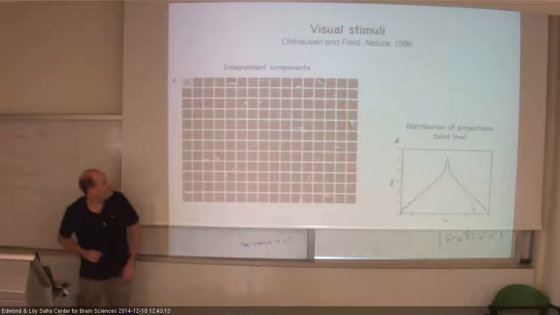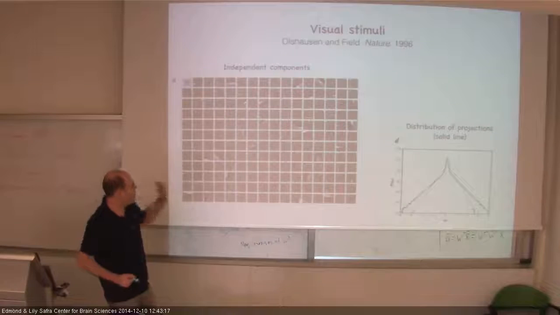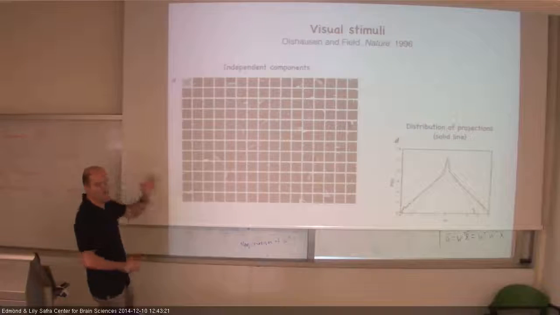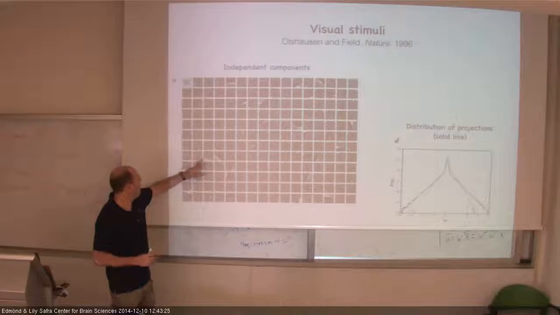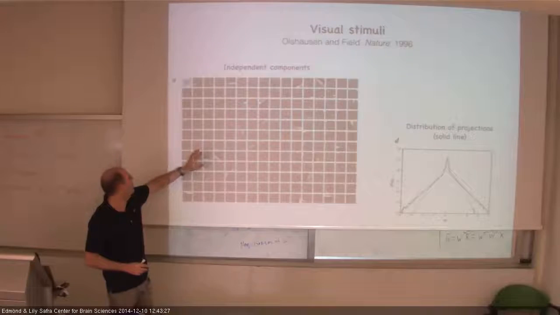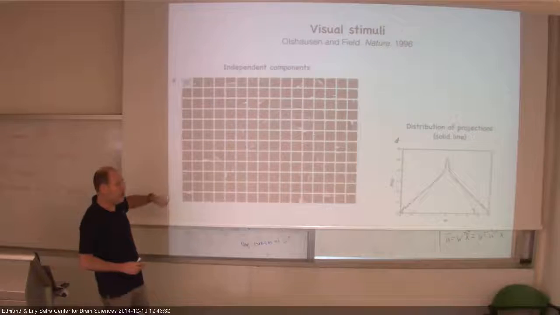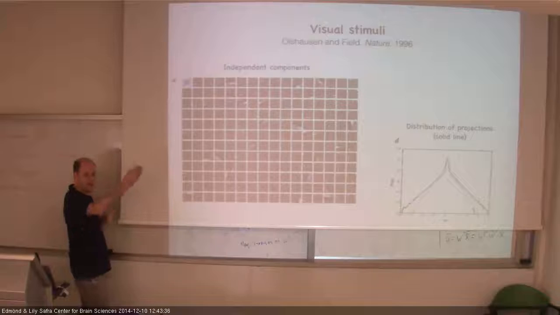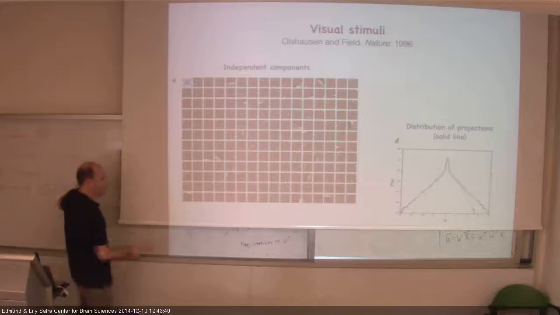Okay, so this is from the Olshausen and Field paper. They took patches of natural images, I don't remember how many pixels, not that many, and then they applied to them a stochastic gradient descent algorithm that maximizes entropy plus what they call sparseness.